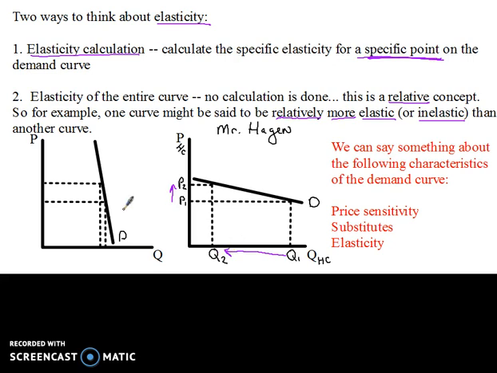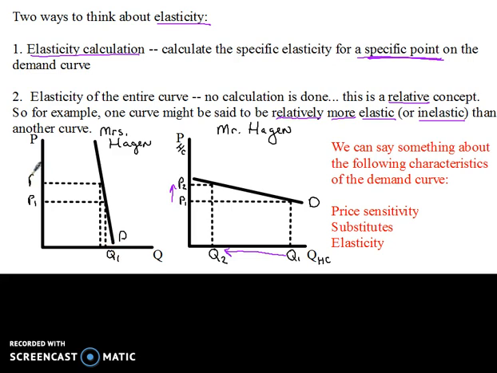Now, my wife, that's an entirely different story. This graph is for Mrs. Hagen, and she does care about getting her hair cut professionally. So maybe when the price was P1, like it was for me at the beginning, she's getting Q1 haircuts, right here.